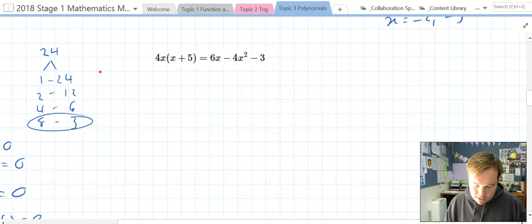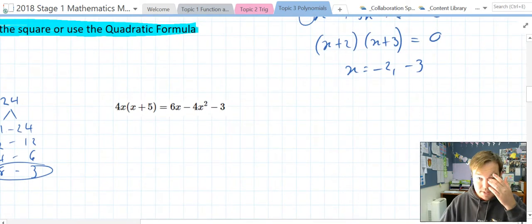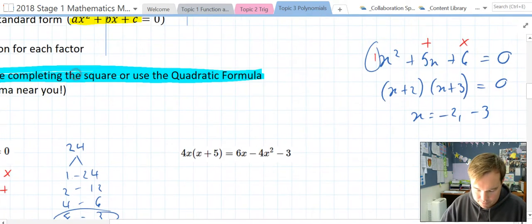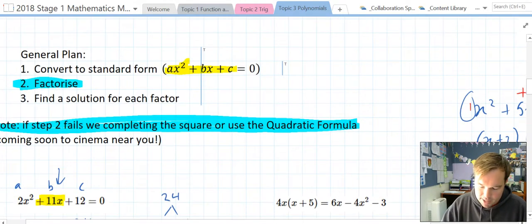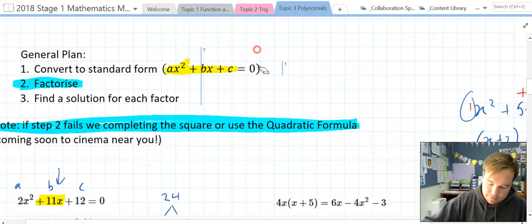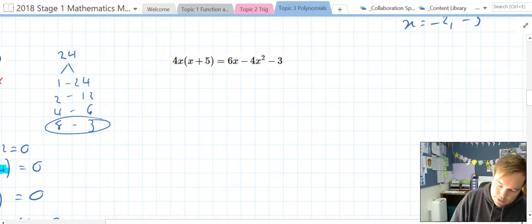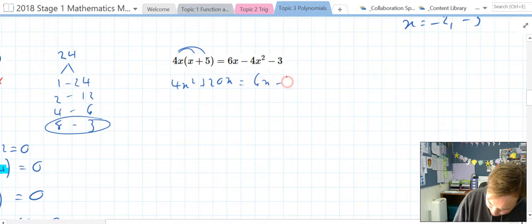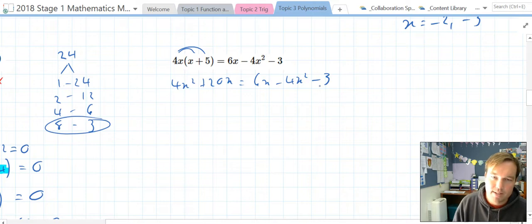Alright. Here, looks scary, but isn't. We need to get step 1 happening. Convert to standard form with a 0 there. So, let's do that. So expand and simplify. 4x squared plus 20x equals 6x. Take 4x squared, take 3. Then throw everything on one side, 0 on the other.